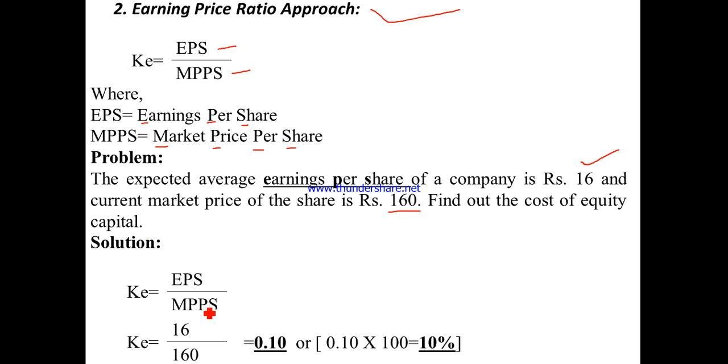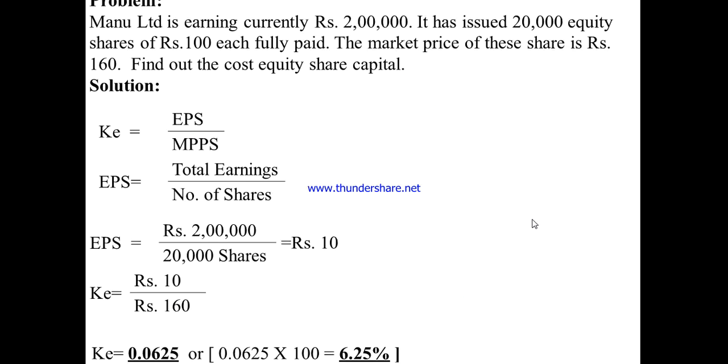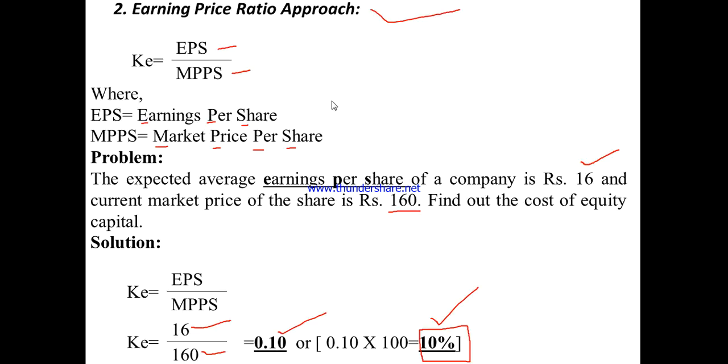EPS is given in the problem, that is 16 rupees. MPPS, that is the current market price of the share, is given in the problem, 160. So 16 divided by 160 is 0.10. If you multiply it by 100, we get 10%. That is, the cost of equity here is 10%. So this is how the cost of equity is calculated in the case of the earning price ratio approach. And another problem is also taken for this particular approach, because here in this problem EPS is given.